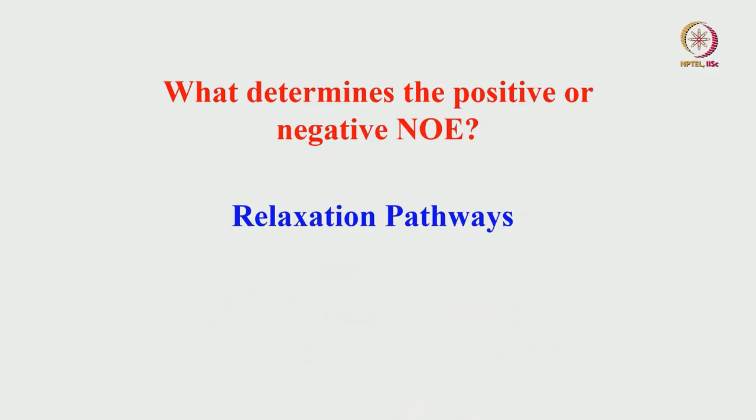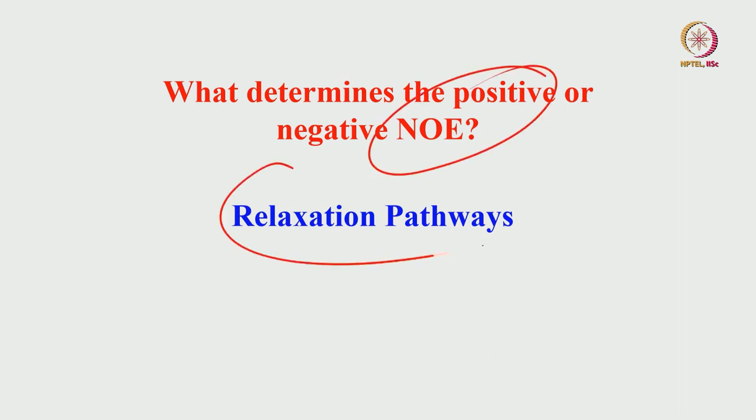And continuing further, today we will discuss how we get positive NOE, how we get negative NOE, what the allowed relaxation pathways are, all those things. Of course, positive and negative NOE depend upon what is called the relaxation pathway, how the nuclear spins are undergoing relaxation.